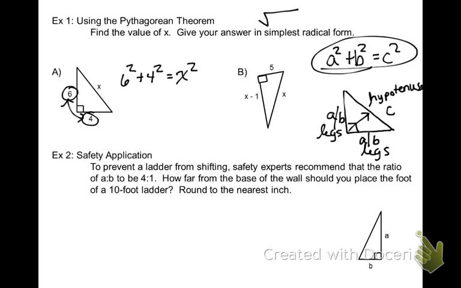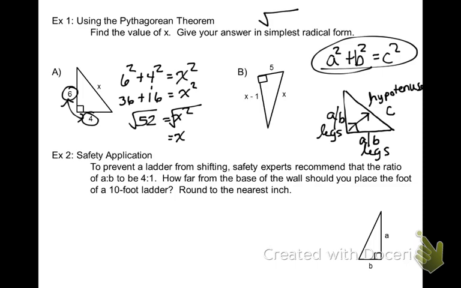That's x squared. And then you do your squaring. 6 squared is 36, plus 4 squared, which is 16, equals x squared. 36 plus 16 is 52, equals x squared. Now to get rid of a square, you square root. Now x equals something, because that's what we're trying to find. x equals, what x equals.